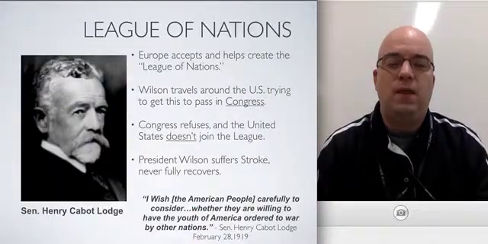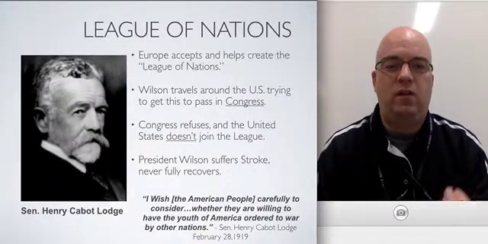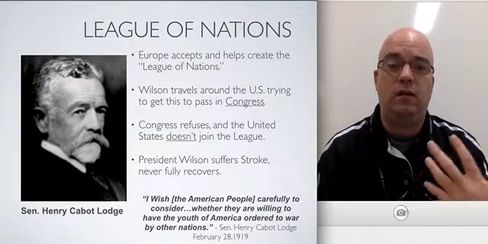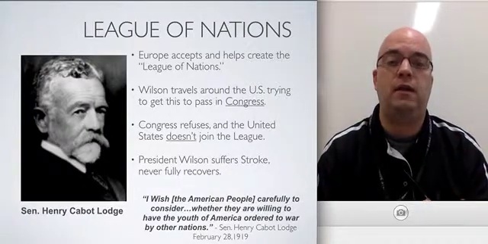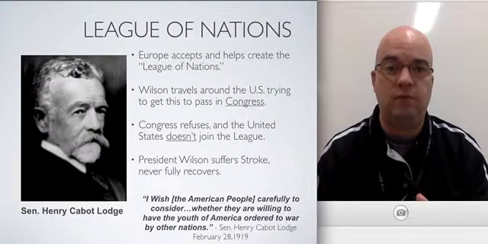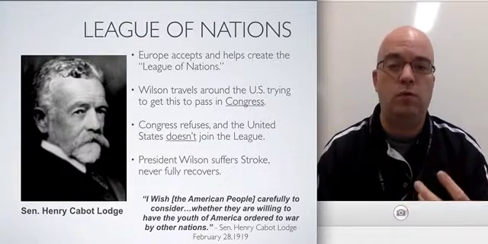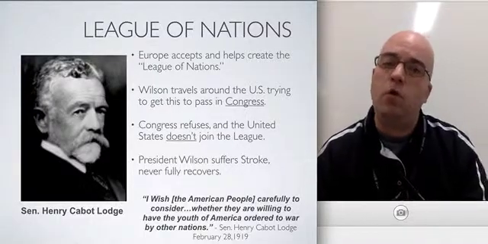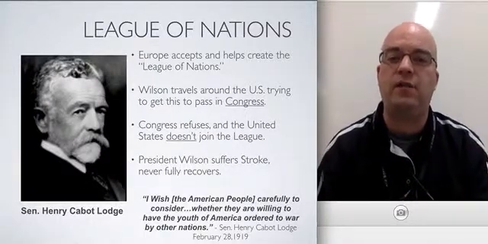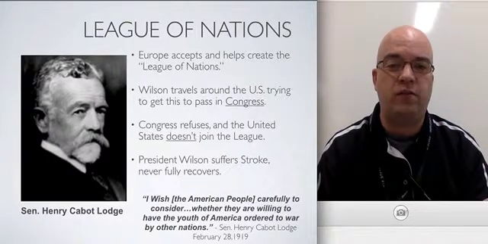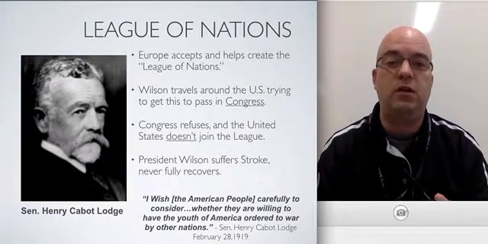Wilson comes home, really trying to sell what he was able to salvage of his 14 points plan. Again, Europe did agree that a League of Nations sounded to them like a good idea, some kind of international body of nations that could help settle future disputes so that maybe war wouldn't be a result. So Wilson comes home with at least that part of his plan still intact, and he's trying to convince Congress that America should ratify this Treaty of Versailles and join the League of Nations.